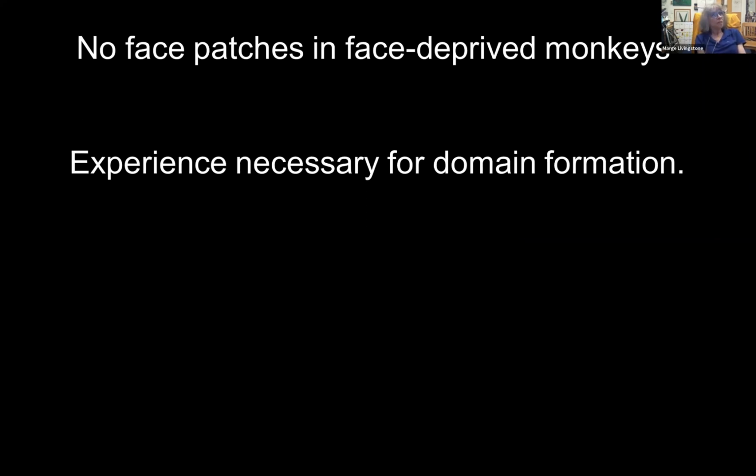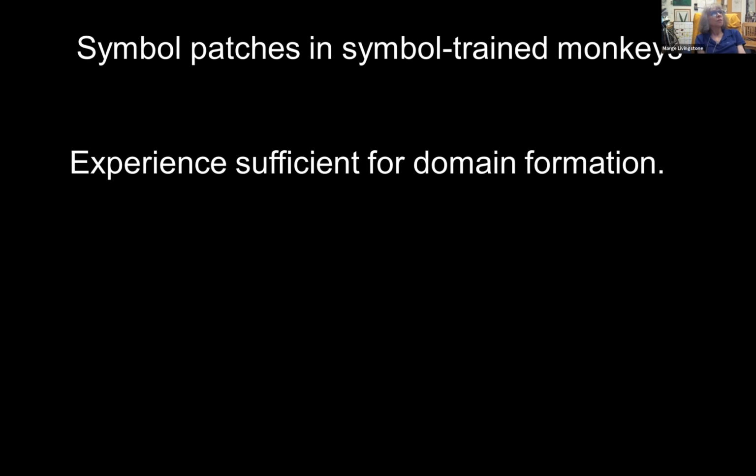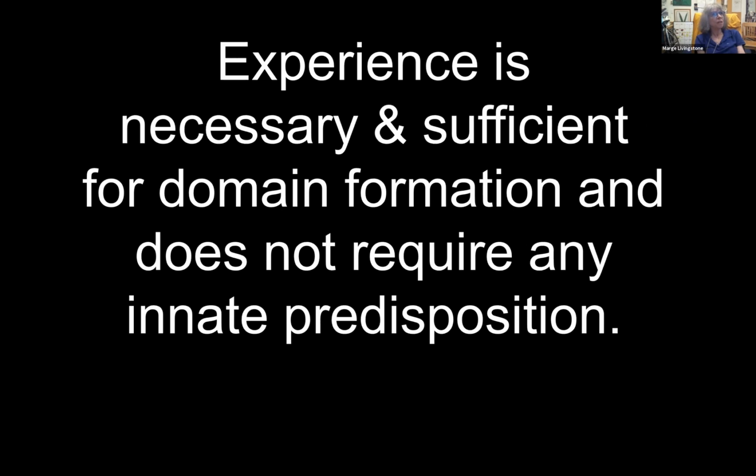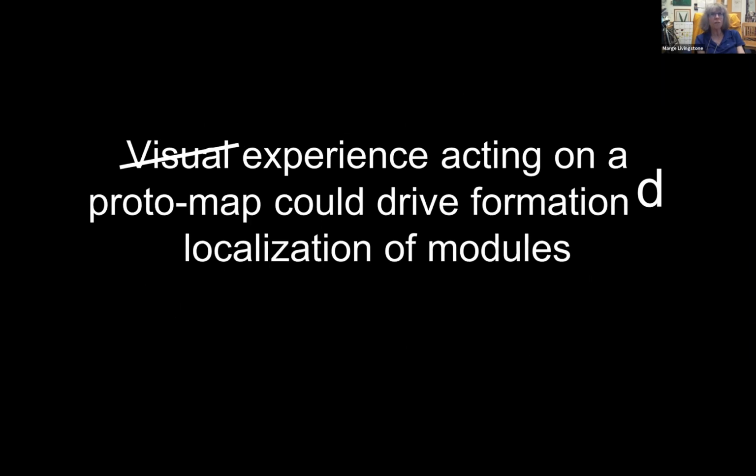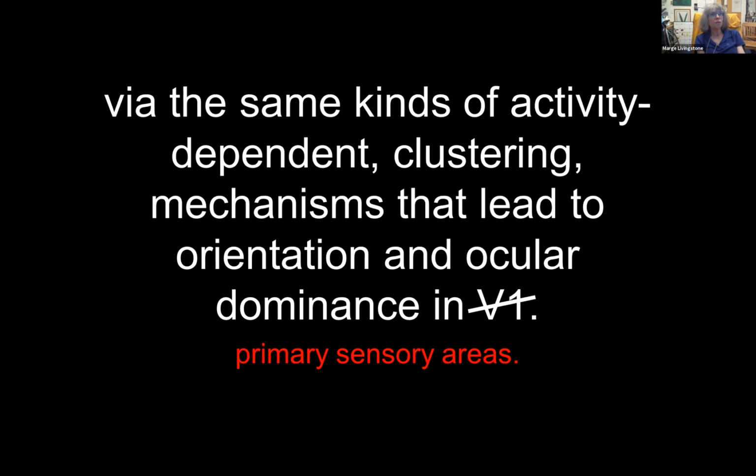So to summarize, there are no face patches in face-deprived monkeys. Experience is necessary for domain formation. We have symbol patches in symbol-trained monkeys. It's sufficient for domain formation. So experience is necessary and sufficient for domain formation and doesn't require any innate predisposition. So we propose that experience acting on a protomap could drive the formation and localization of modules using the same kinds of universal activity-dependent clustering mechanisms that lead to orientation and ocular dominance in early sensory areas. Thank you. And I am happy to take questions.